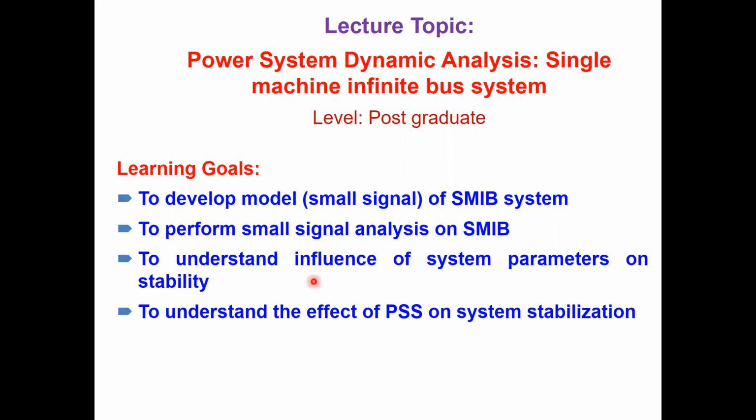You will gain an understanding of how parameters influence system stability, and then the effect of the PSS on stabilization. The last discussion we had was about power system stability. The power system stabilizer is mainly for rotor angle stability, to damp out the rotor angle oscillation. So here we refer to stabilization with respect to rotor angle stability.